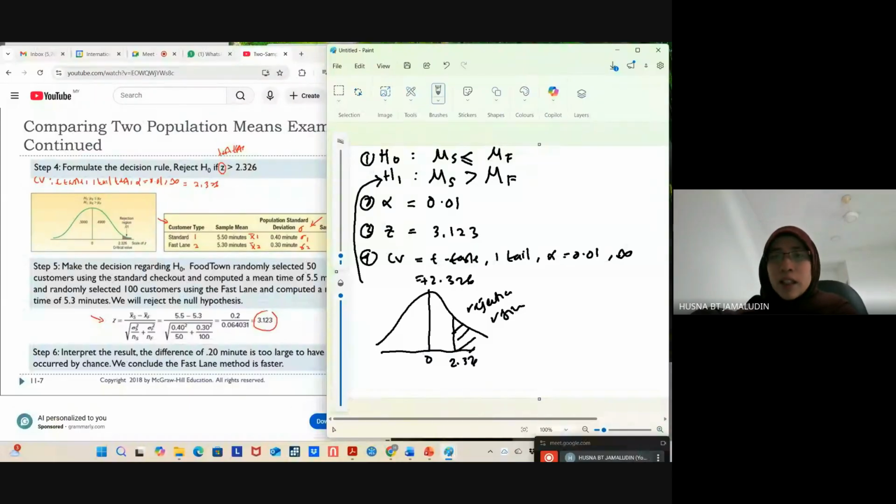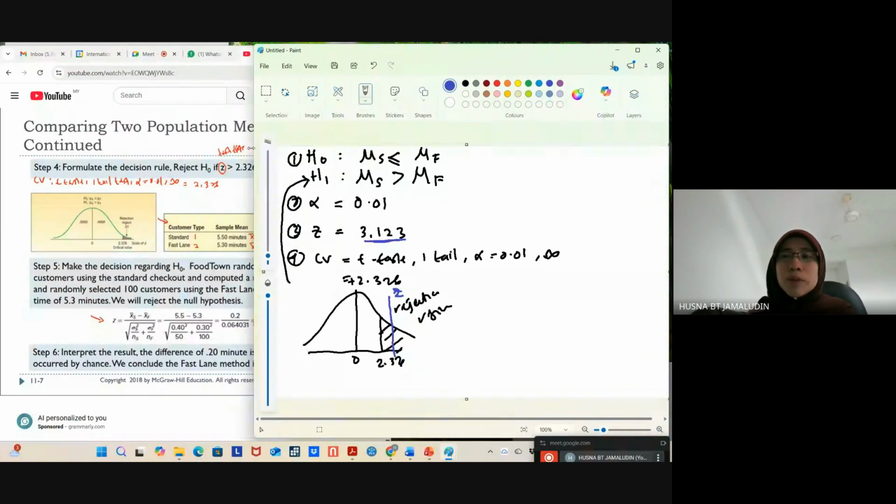Okay, now let me use a different color. Remember that when you are using CV, you have to compare with the Z value. This is your Z. So CV is 2 point something, Z is 3 point something. Of course Z is plus, right? Plus is on the right side. Z will be inside the rejection region. So when the Z is inside the rejection region, step number 5, what are you going to do?